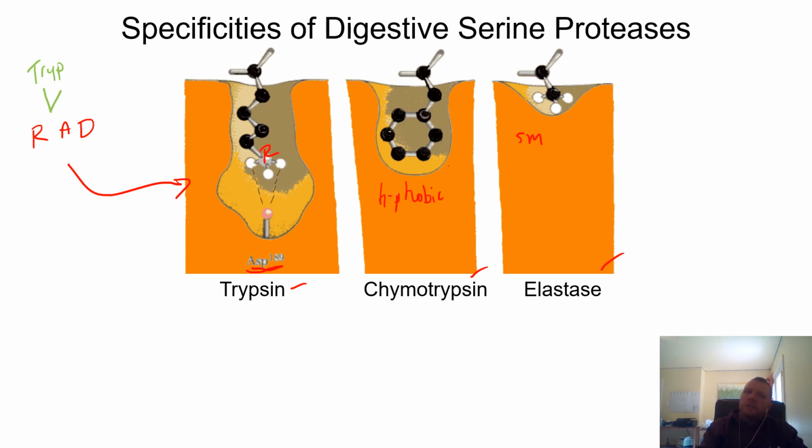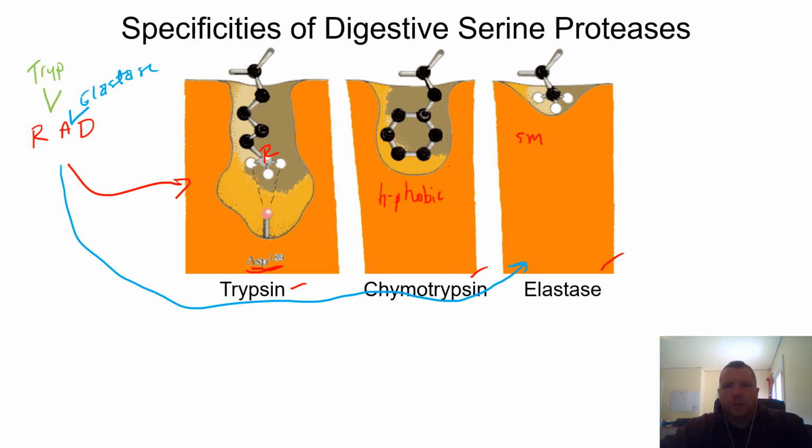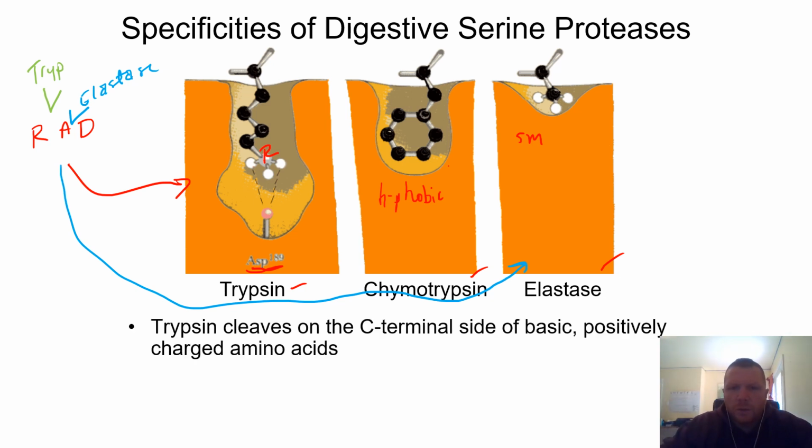If you took this same polypeptide and gave it to elastase, would elastase be able to cut it? Yeah, chances are, because what elastase is looking for is a small residue. So after that alanine, elastase is probably going to be able to cut that. This all has to do with the specificity pocket, is what it's termed.